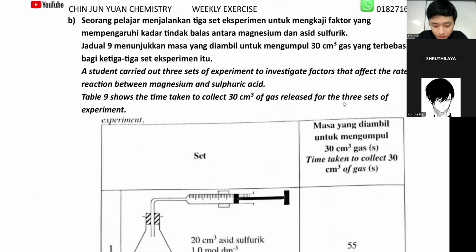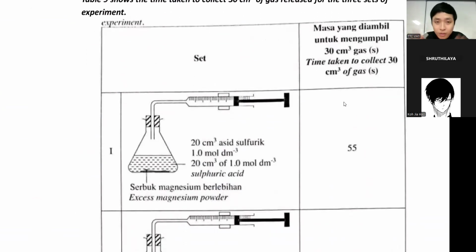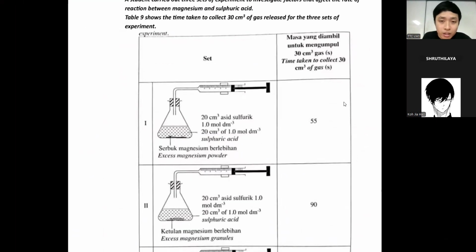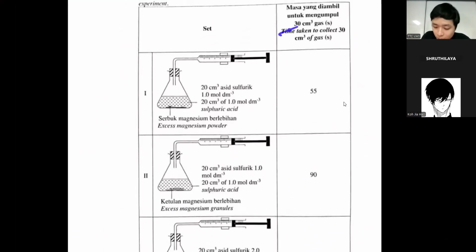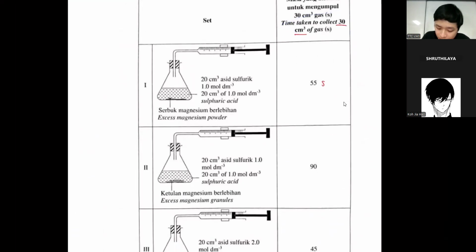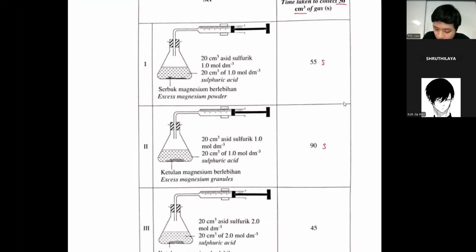Part B. A student carried out three sets of experiments to investigate the factors affecting the reaction between magnesium and sulfuric acid. Normally they give you one, two or three of the same setup, but they adjust some factors, like volume, concentration, size, temperature, or catalyst. You can see the time taken to collect 30 cm3 of gas: first is 55 seconds, second is 90 seconds, third is 45 seconds. Now we look at the factor.